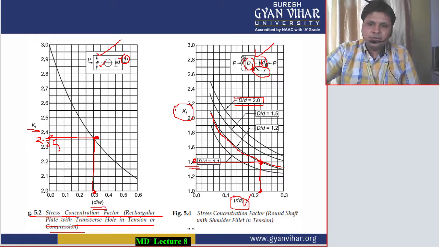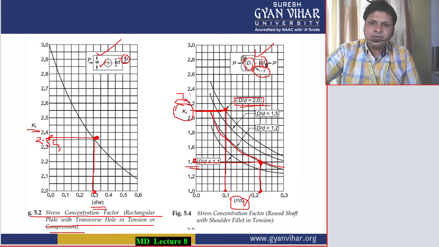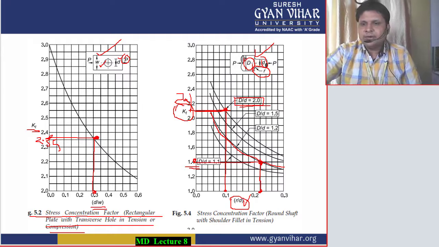If the r by d value is known to you, let's take another example. If this is equal to 0.1 and the capital D by small d value is 2.0, how will you calculate this? The r by d value is 0.1. You make a vertical line from this r by d value, and whichever curve is related to D by d equal to 2.0, you intersect on that particular curve. Wherever it intersects, just see the value given in the horizontal line. So here you can see KT is equal to 2.1. So the KT value becomes equal to 2.1 when the r by d value is 0.1 and the capital D by small d value is 2.